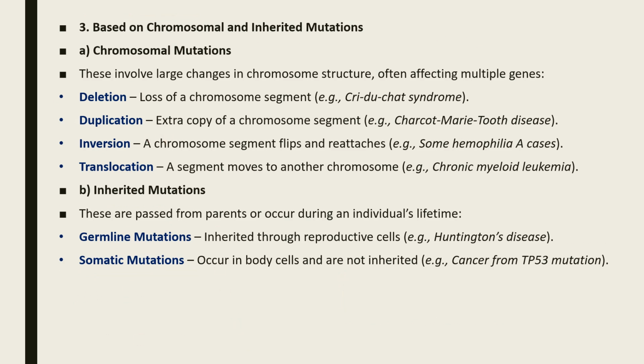The third one is based on chromosomal and inherited mutation. Now, number one is chromosomal, number two is inherited. What is chromosomal and what is inherited? These involve large changes in the chromosome structure.